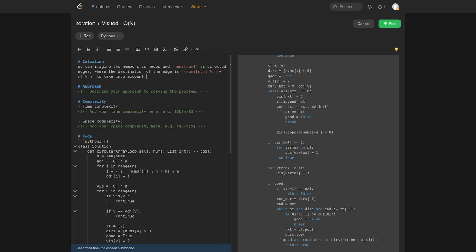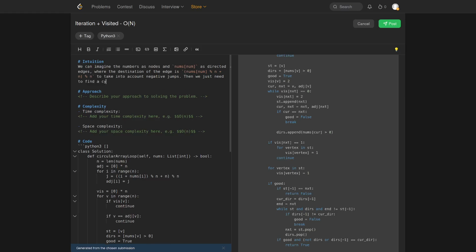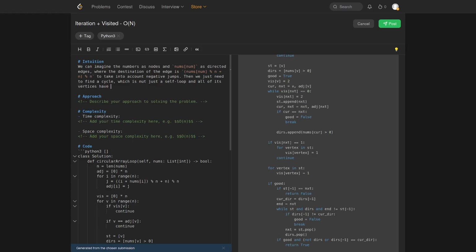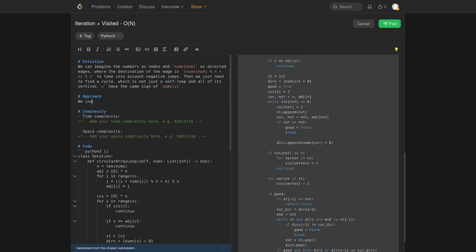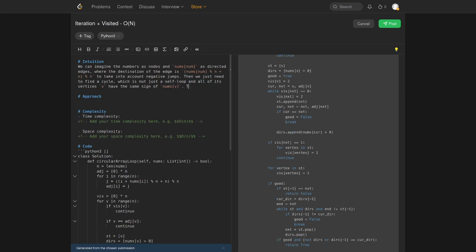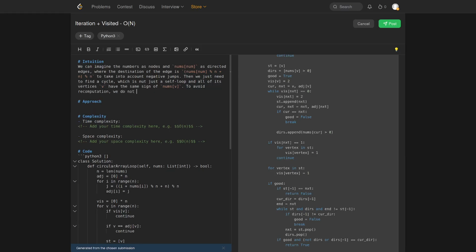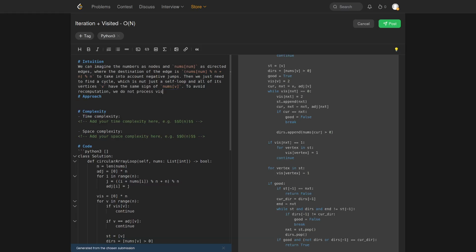Okay. Negative jumps. To find a cycle which is not just a self loop and all of its vertices W have the same sign of nums W. Do this by, to avoid recomputation, we do not process visited vertices.